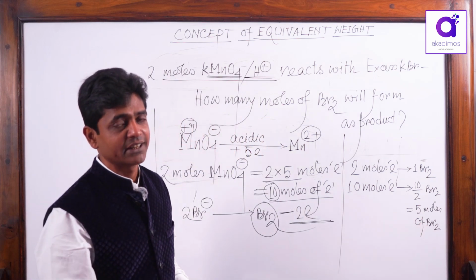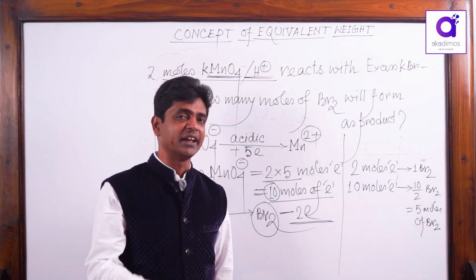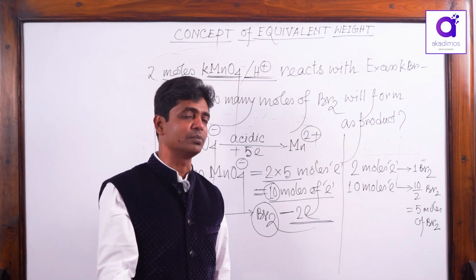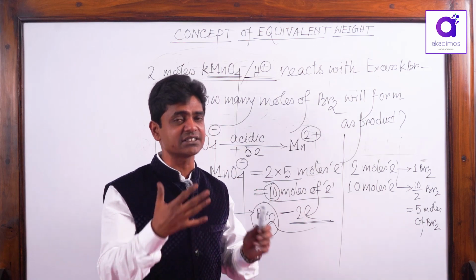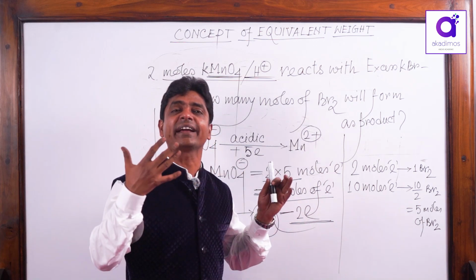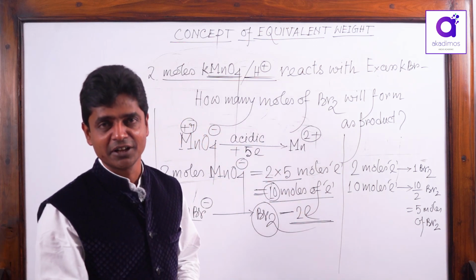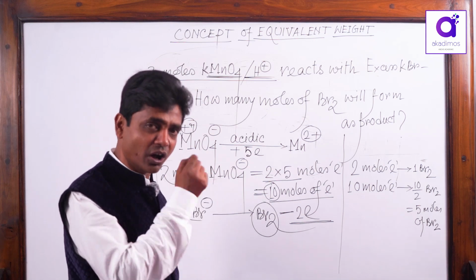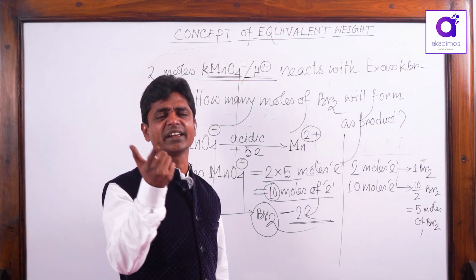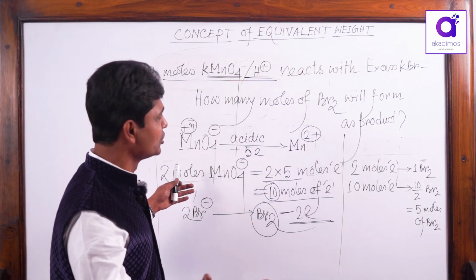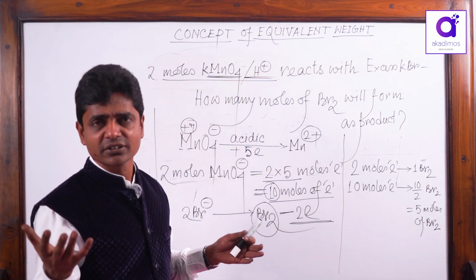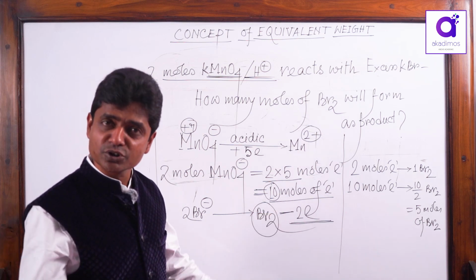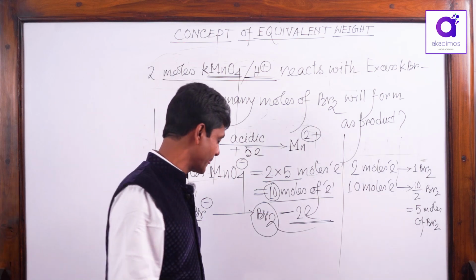In this way, you can easily solve any stoichiometry problem within 30 seconds. For discussion I have taken time and split it, but when you solve this, just take one line. 2 moles of electrons per mole, and 10 moles of electrons: 1 mole of bromine from 2 moles of electrons, then 10 moles of electrons will give 5 moles of bromine. You can easily solve it.